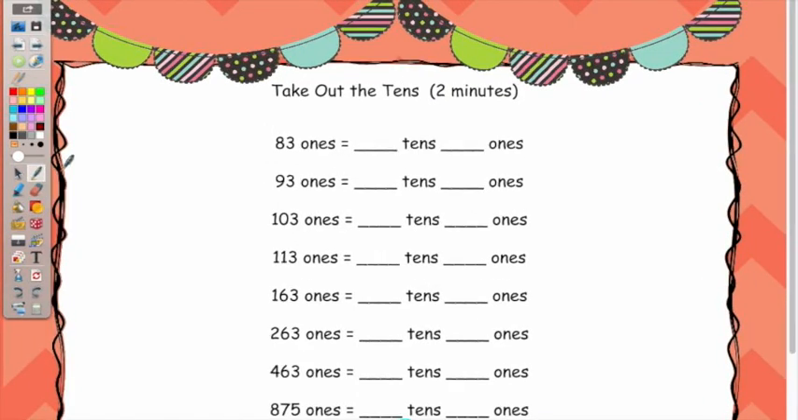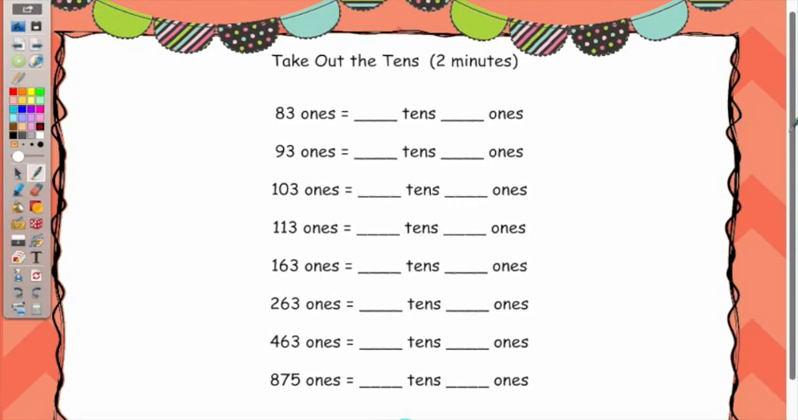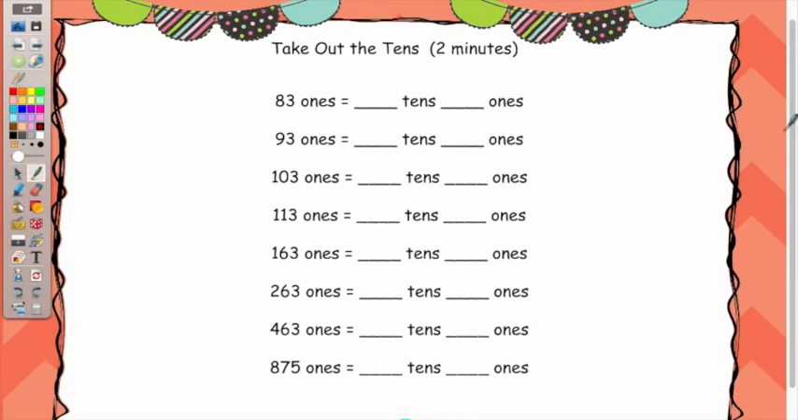Girls, take a look at the activity on this page. It says take out the tens. Now a lot of times in 5th grade, and probably all grades of math, you learn a strategy on easy numbers. So that's what we're doing today. We're practicing a strategy on easy numbers. And you've probably done this before.